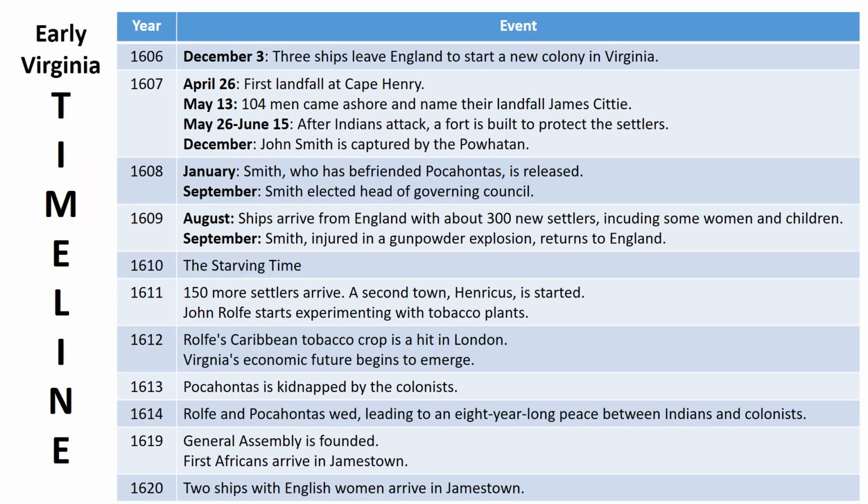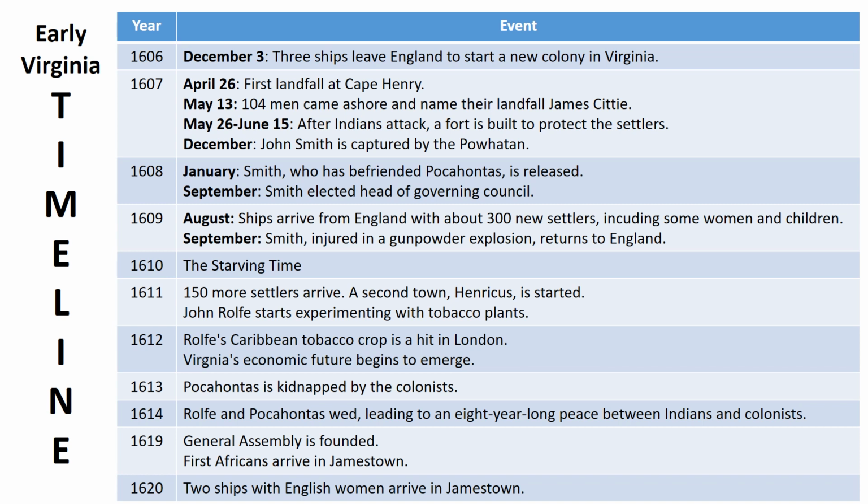Here is a timeline of early Virginia. December 3rd, 1606. Three ships leave England to start a new colony in Virginia. April 26th, 1607. First landfall at Cape Henry. May 13th, 1607. 104 men came ashore and named their landfall James City. May 26th through June 15th of 1607. After Indians attack, a fort is built to protect the settlers.